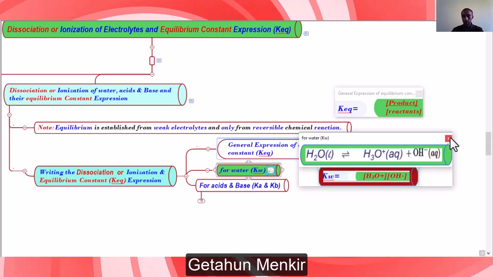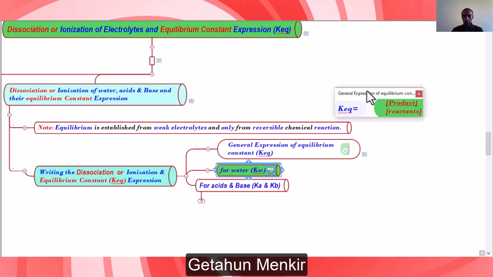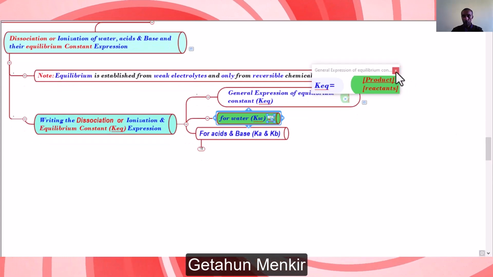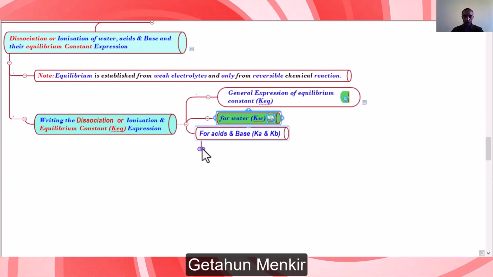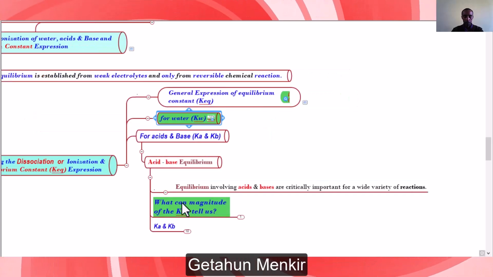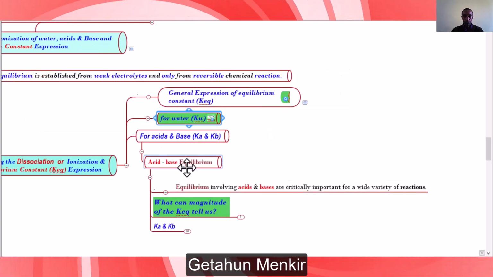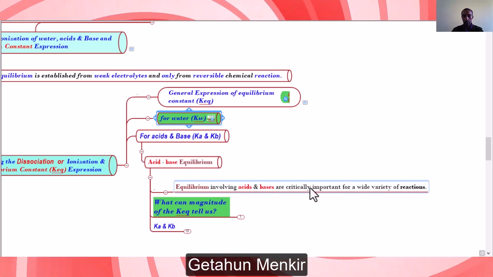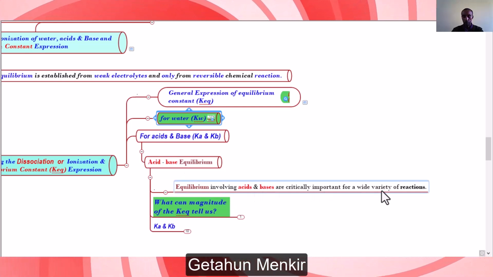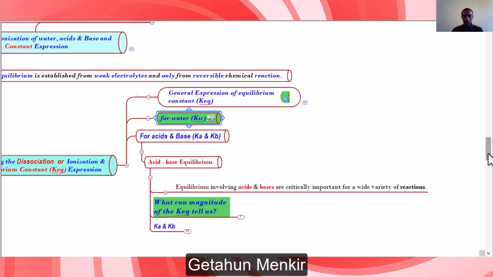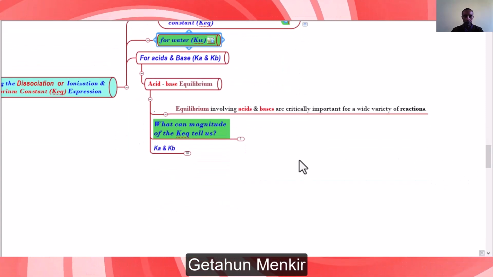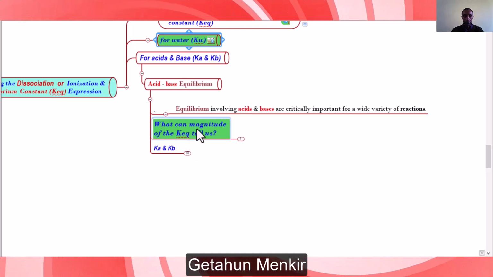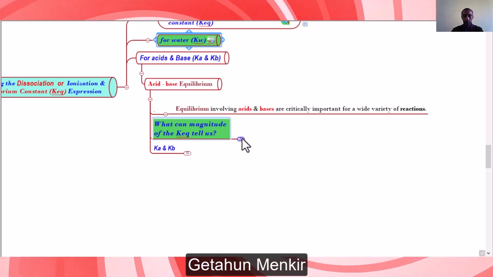Another thing is the equilibrium constant for acid and the equilibrium constant for base. Let us look at it as follows. So the equilibrium constant of acid and base is the equilibrium that involves acids and bases, and it is critically important for a wide variety of chemical reactions. How can you express the equilibrium of acid and base, and what does the magnitude of the equilibrium constant tell us?